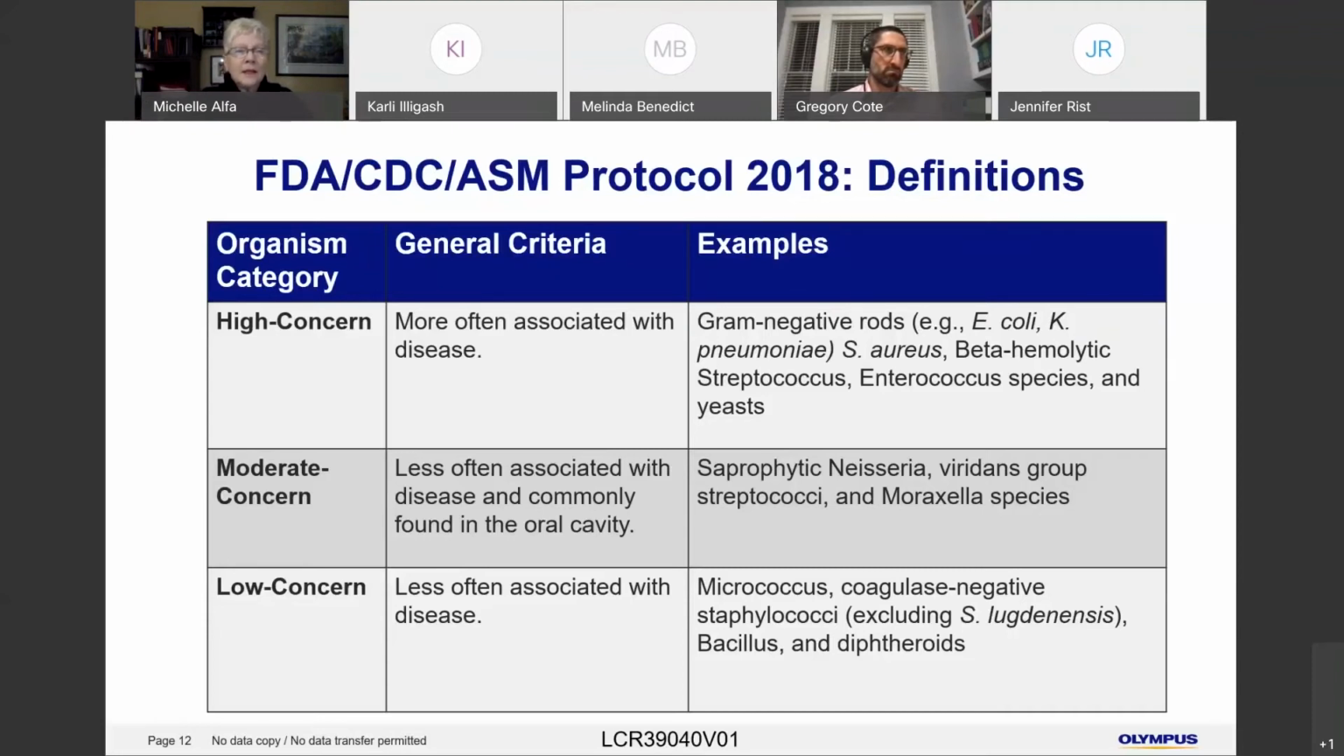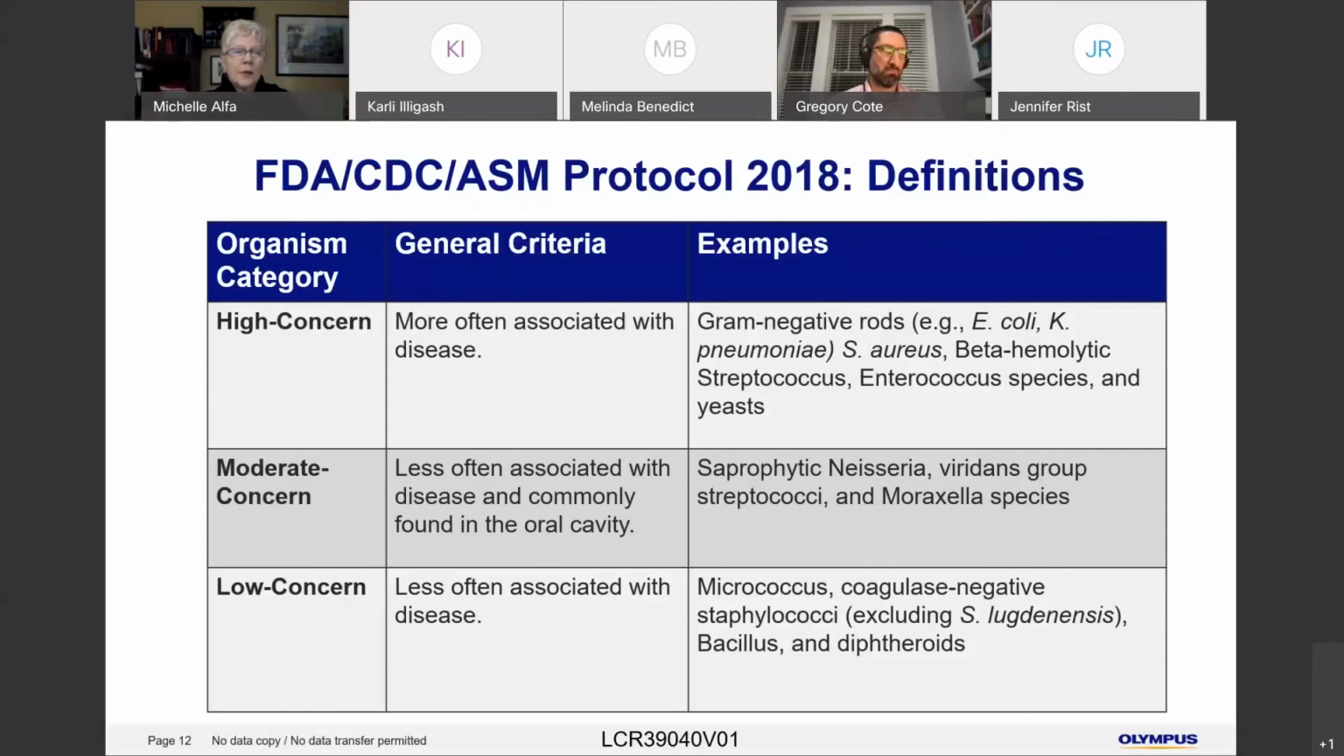But the reality is they haven't really been associated with any of the outbreaks that were linked back to contaminated endoscopes. And the low concern organisms are very seldom associated with disease. Micrococcus, coagulase negative staphylococci, obviously excluding Staph lugdunensis, bacillus and diphtheroids. And so the low concern organisms, again, mostly they're introduced accidentally at the time of sample collection, or the scope might have them because they were stored under, obviously, non-sterile conditions. But these are the categories of organisms.